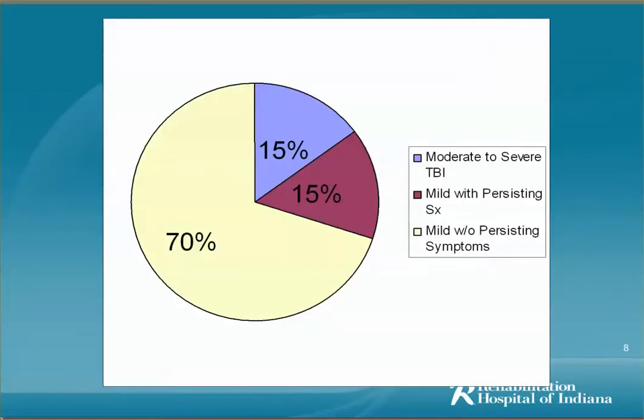This next slide here is kind of a breakdown of the percentage of cases of traumatic brain injury, and we know that there's over 1 million cases a year. That it's actually a very small percentage that end up in the mild to severe category, approximately 15%. Another 15% are mild but exhibit or complain of persisting symptoms. And then there's the 70% that are considered mild injuries that their symptoms resolve relatively quickly and don't necessarily end up going on to have rehabilitation services.